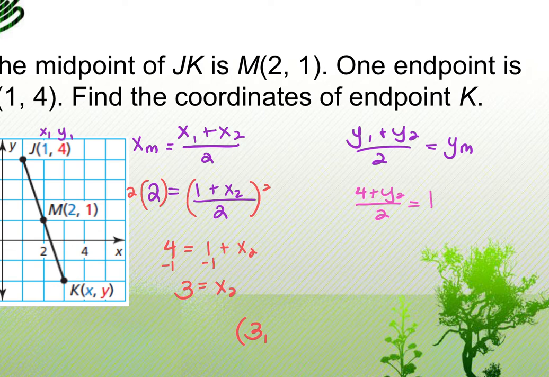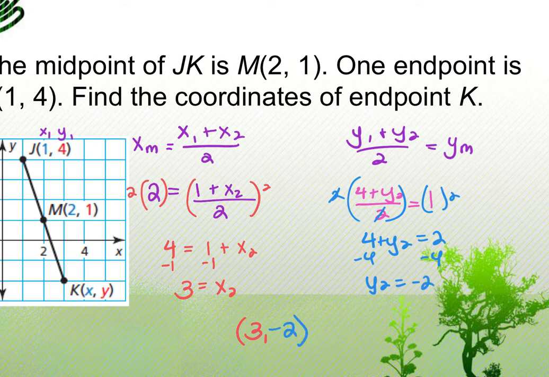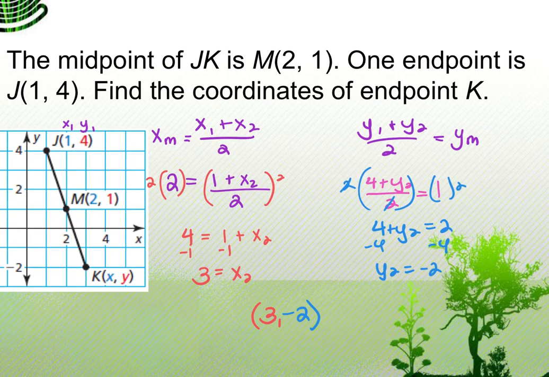And then I repeat that whole process for the y. So multiply by 2, multiply by 2. These cancel. 4 plus y2 equals 2. Subtract the 4. y2 is negative 2. And if you've done it correctly and you had a graph, you could plot that point. I would go 3, negative 2 and plot my point. Had I plotted these other 2 points, it should have looked as though these were equidistant.